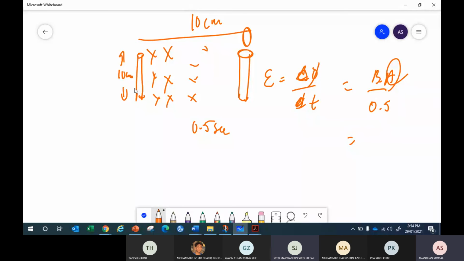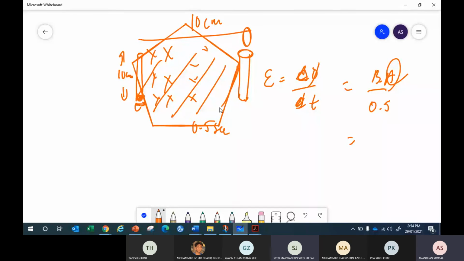Do you need the diameter of the wire, the cross-sectional area of the wire? No. The area it swipes. This area, the rectangular area. So the area you're supposed to put here is the area it swipes. So it should be 10 times 10. Change to meter. That's the area for this one conductor.